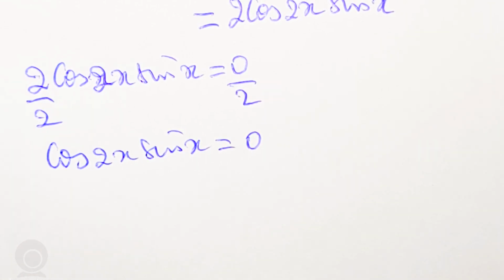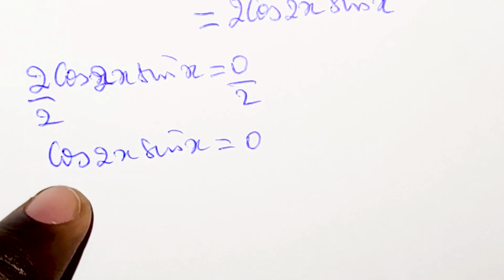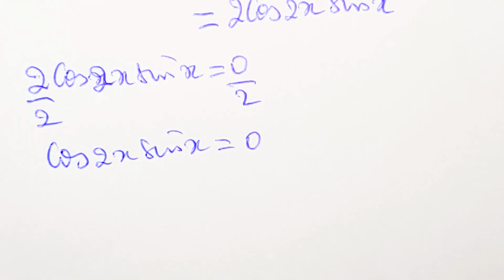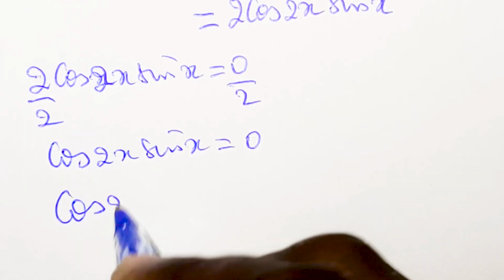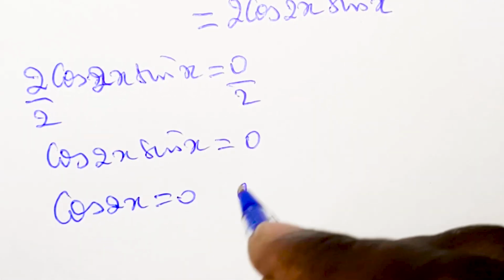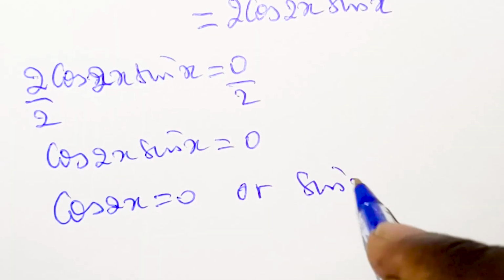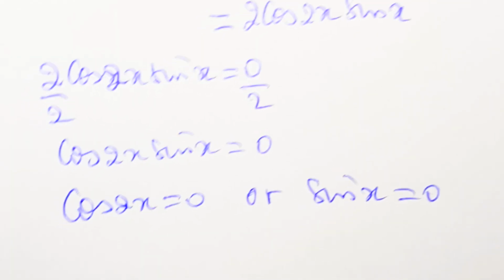Now, see that we have the product of cosine 2x and sine x, which is 0. One of them, between cosine 2x and sine x, must be equal to 0. Let's start from cosine 2x, which is 0. Here, cosine 2x must be 0, or sine x must be 0.